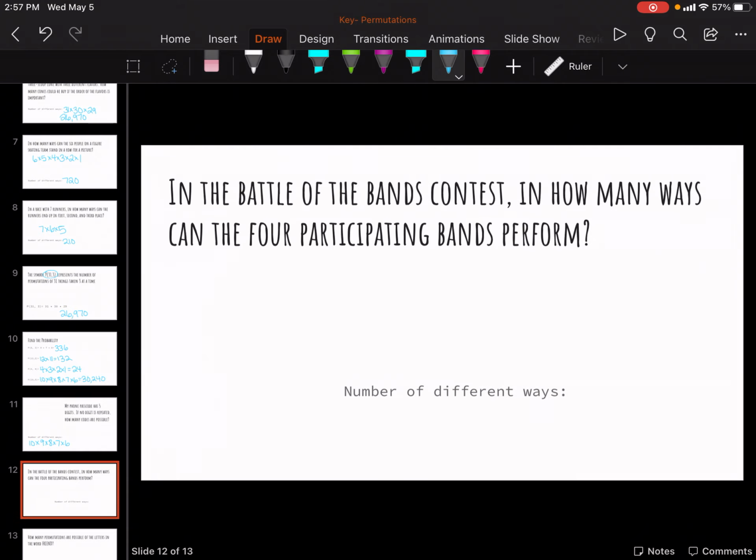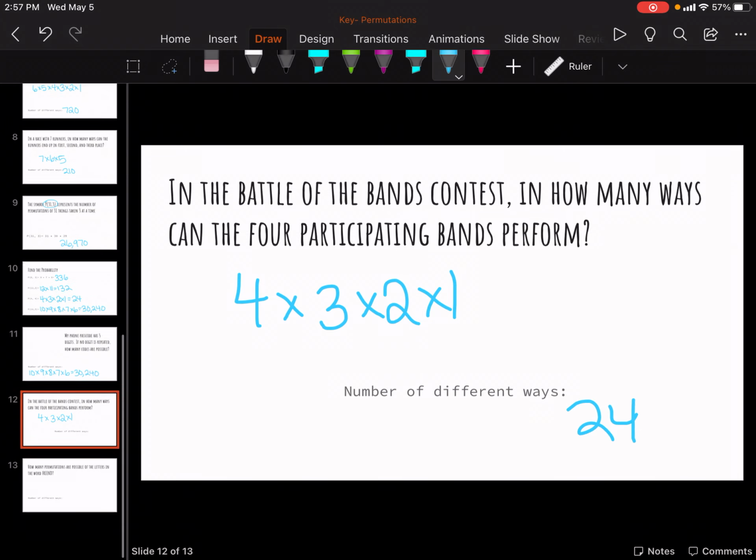30,240. The Battle of the Bands contest, how many ways can the bands participating perform? Well, there's 4 different options. 4 times 3 times 2 times 1. 24.